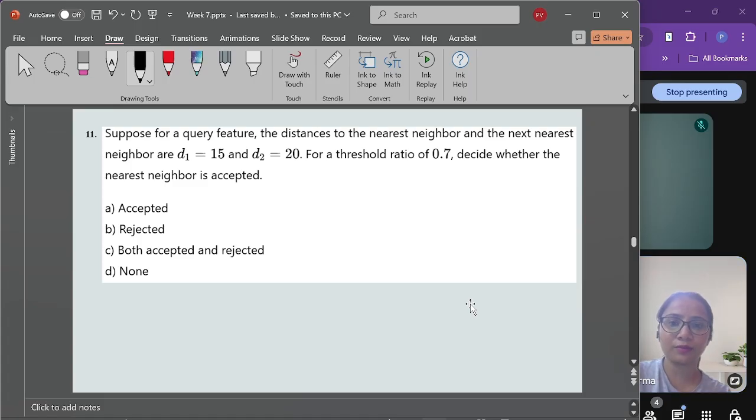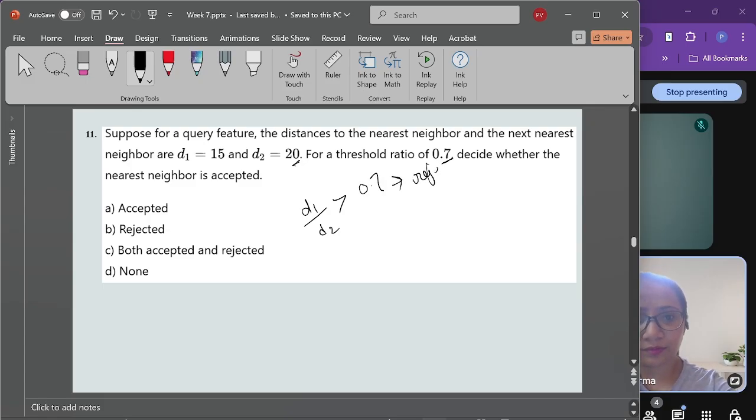We have to calculate the D1 by D2 ratio, correct, ma'am? If D1 by D2 is greater than 0.7, then it is rejected. If it is less than 0.7, it is accepted. If this ratio, that is D1 divided by D2, is greater than this threshold ratio 0.7, then it is rejected. And if the D1 by D2 ratio is less than 0.7, then it is accepted.